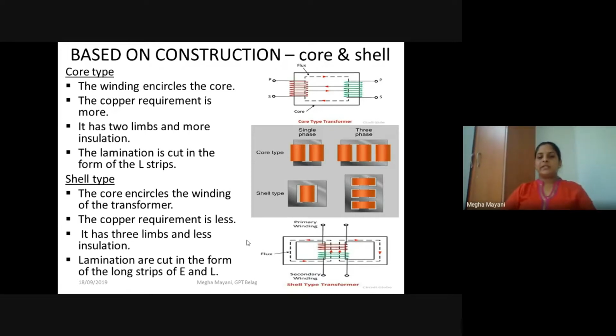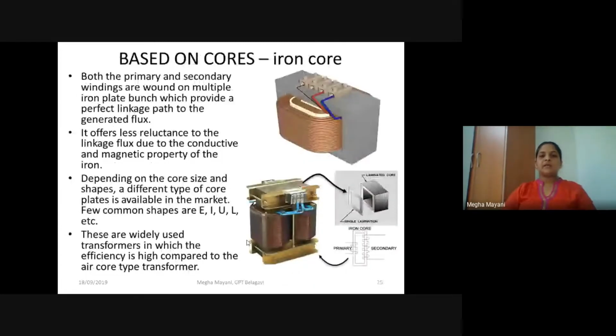Let's go to the next category, which is based on the core. So based on the core, we have four types. So the first category is iron core. So both the primary and secondary windings now in this case are wound on the multiple iron plates, which provide the linkage path for the flux which is getting induced to the secondary. So you can see the images corresponding to the iron core type of transformers.